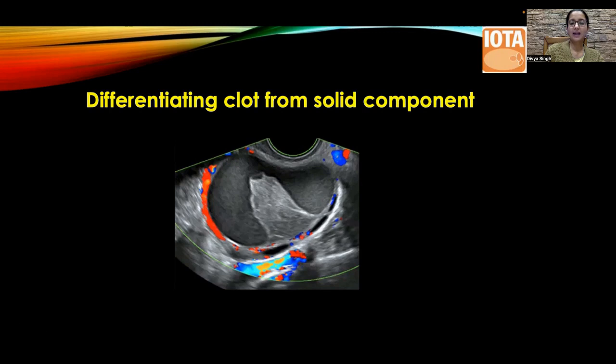As I said earlier, we can use color Doppler. In this case, we've switched on color Doppler, and how it has helped is that we can see this peripheral vascularity, which is characteristic of the corpus luteum. So this is a corpus luteal cyst. Just based on the absence of vascularity within the lesion, please remember we cannot totally exclude the possibility of the echogenic component not being solid.